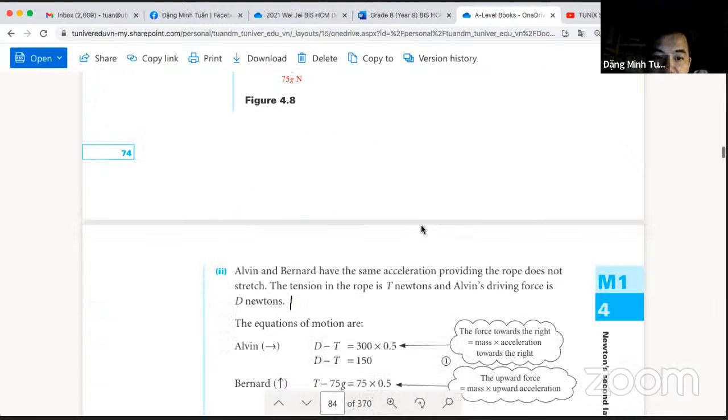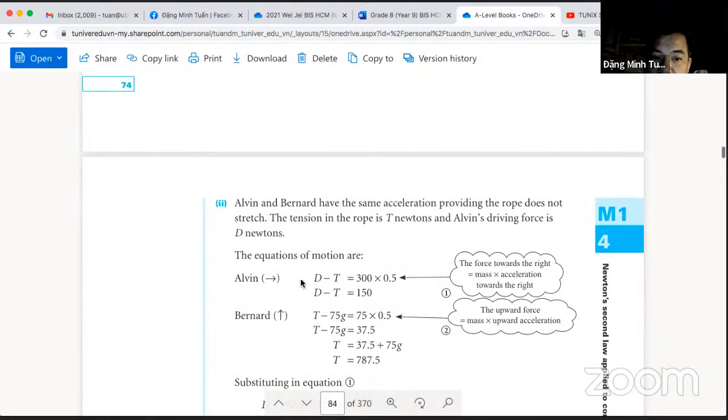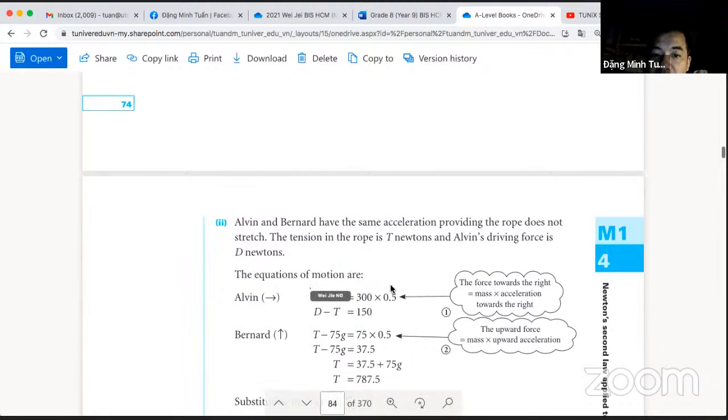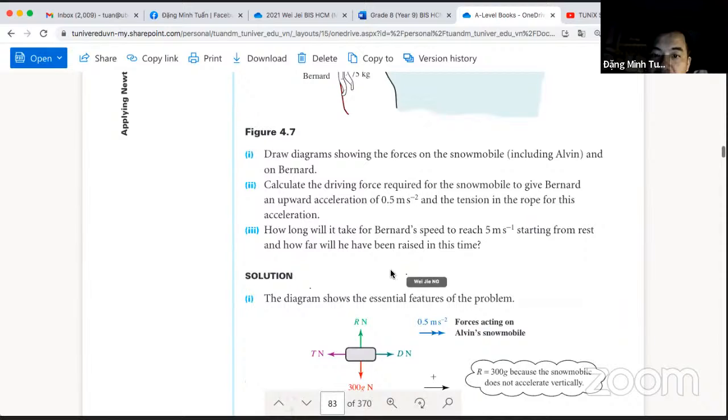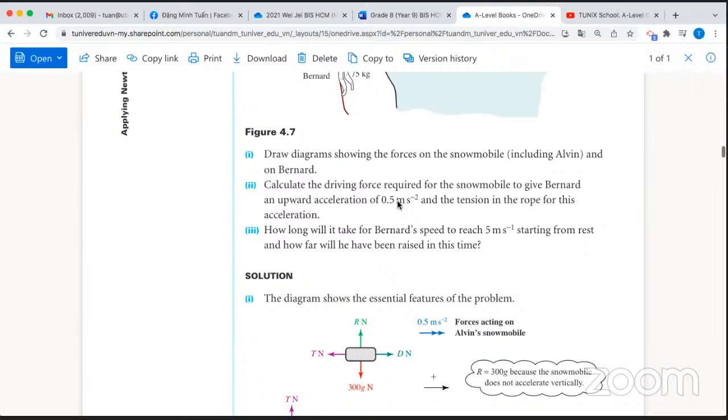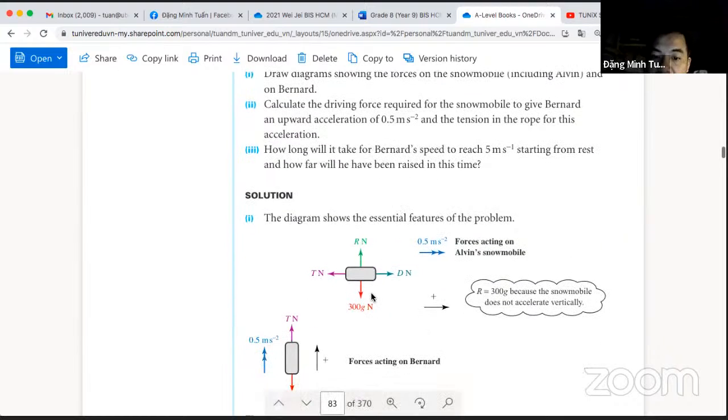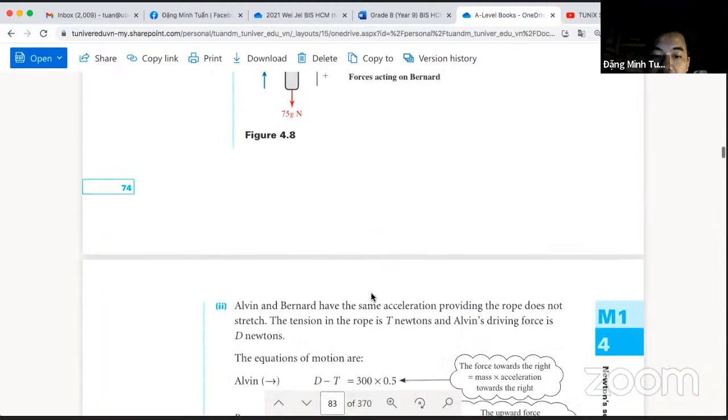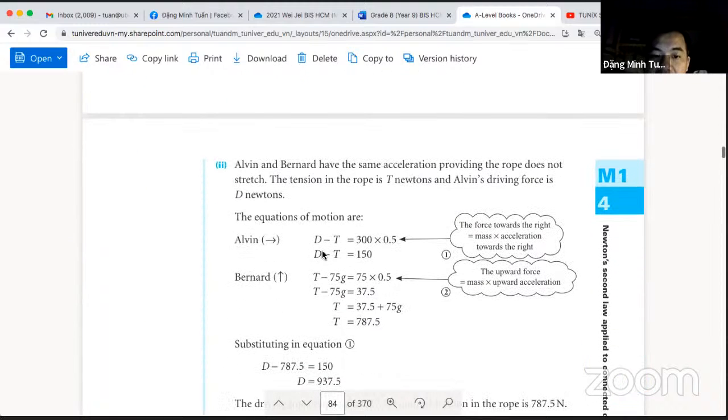If you look at this one, you write down for R view: D minus T equals mass times acceleration, because we know already the mass and also the acceleration. Here, they're given that upward acceleration, 0.5. So that's why the Arvin and the Begna go with the same acceleration. So you have here D minus T equals 150.